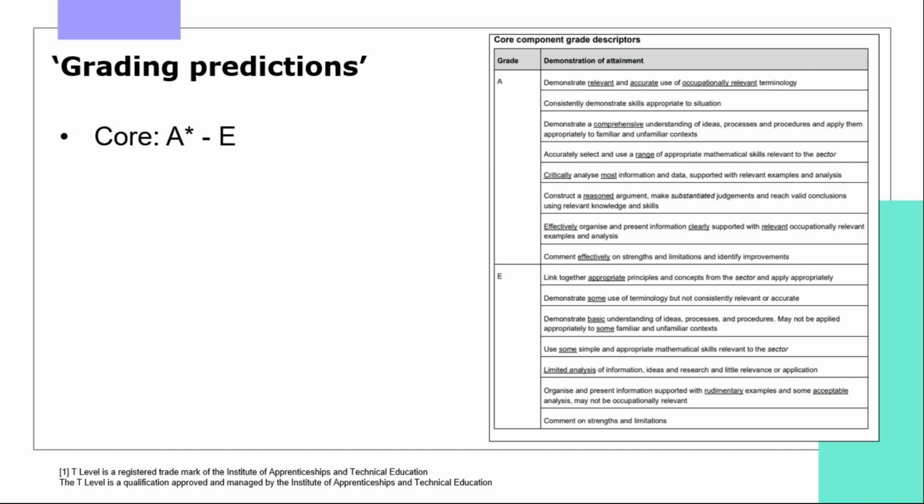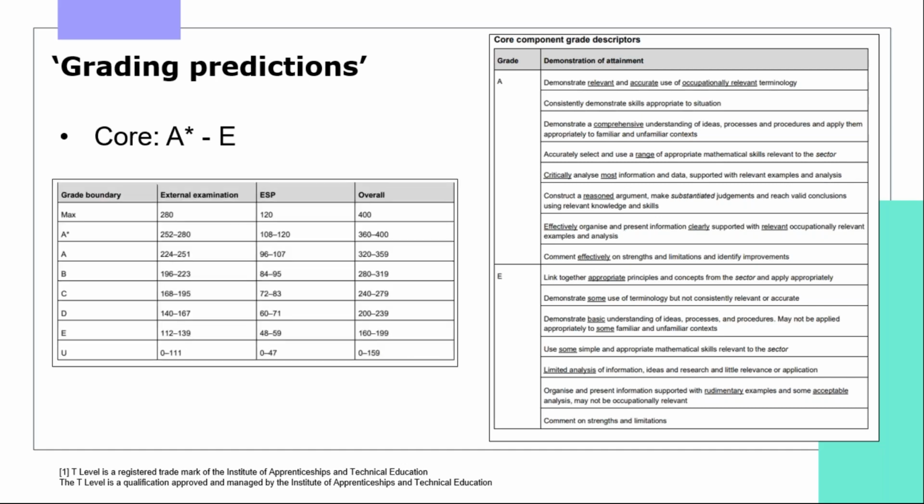If we compare these two, the keywords for the A grade include consistently, comprehensive, critically analyse, substantiated judgments, relevant and accurate. And in comparison to that, for the E grade, the keywords include appropriate, some, basic, simple, limited, and rudimentary. This reminds me of the approach to grading used in HE, where the different grading bands demonstrate those higher order level thinking skills as they rise up the scale.